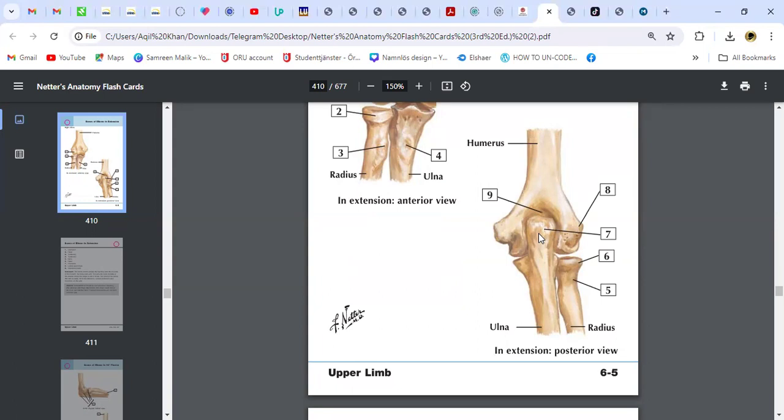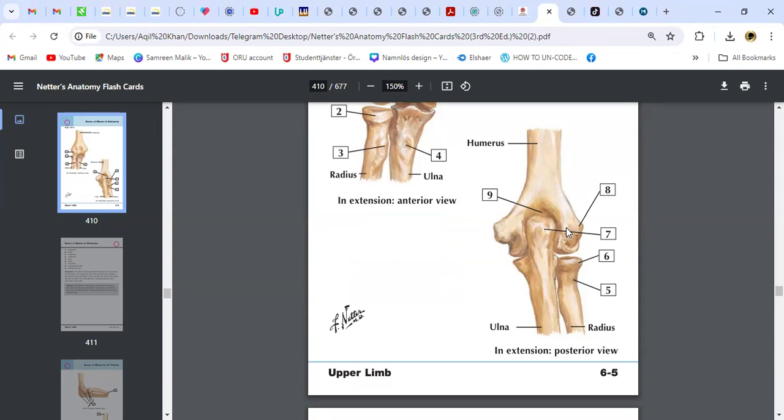So what happens? Considering all the joints of the upper limb, other than the shoulder joint and the fingers, the elbow joint is the third most commonly dislocated joint. So once again, the elbow joint is the third most commonly dislocated joint of the upper limb after the shoulder and the fingers. Mostly, dislocation of the elbow joint occurs when someone falls with an outstretched hand. And the most common dislocation is the posterior dislocation. The most common type is the posterior dislocation of the elbow joint.